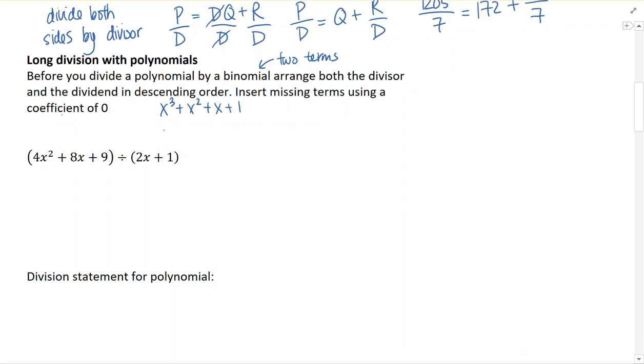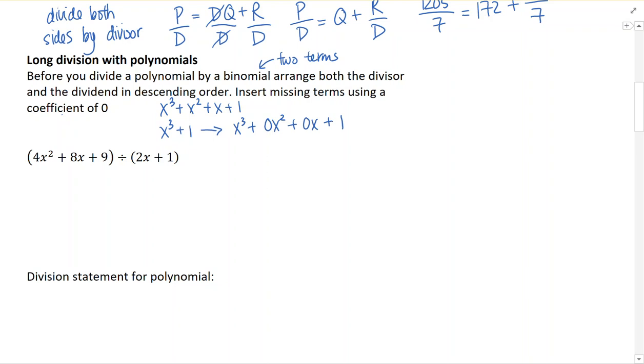But if you have something like this, where it's just to the 3 and then you're just adding 1, then you will need to do the next part, which is insert the missing terms using a coefficient of 0. So if you have just 3 and 1, we're missing x to the 2 and x. So you'll need to just add those in, but with a coefficient of 0. They're just added in, but since there's a coefficient of 0, they don't technically exist. So for example, you'll change it that way, okay?